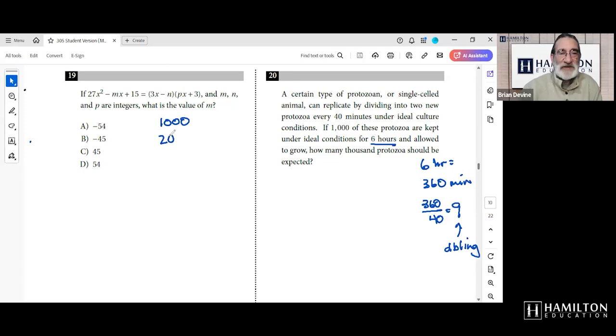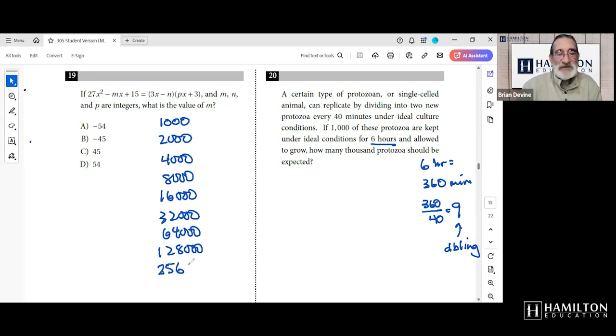So we double once, 2,000, double again, 4,000, double again, 8,000, double again, 16 grand, then 32,000, then 64,000, then 128,000, then 256,000. That's 1, 2, 3, 4, 5, 6, 7, 8, 512,000 on the 9th doubling. So 512 should be your answer.